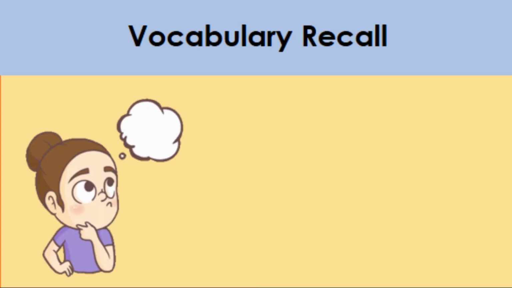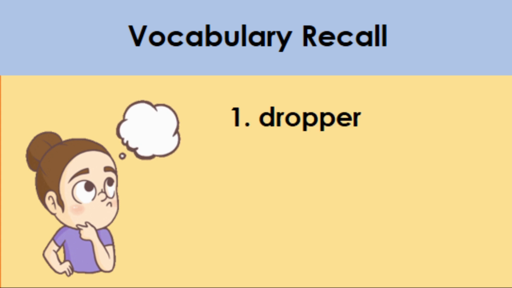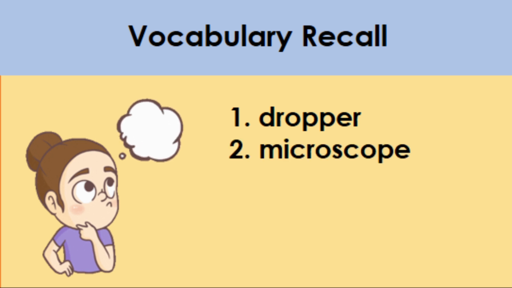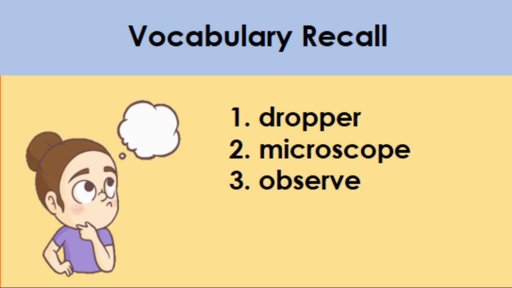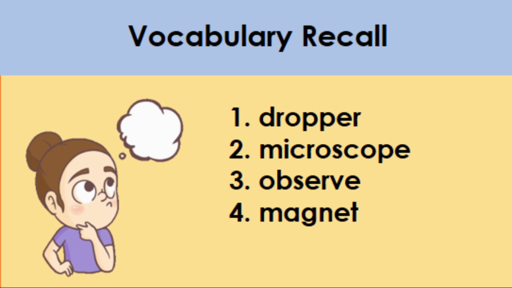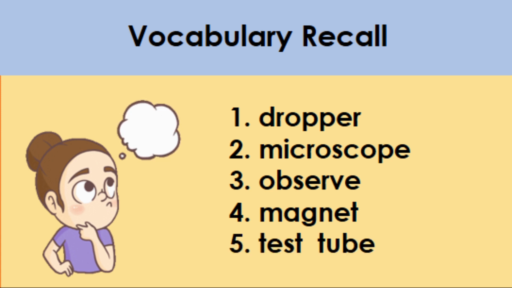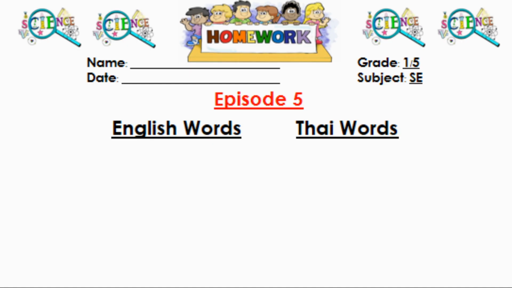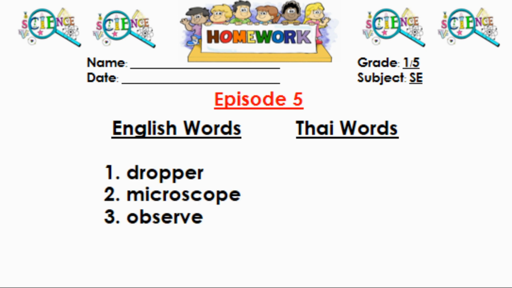Let's recall the 5 words. Read with me. Number 1, dropper. Microscope. Observe. Magnet. Test tube. Write it on your vocabulary notebook. Write the English words and the Thai words.